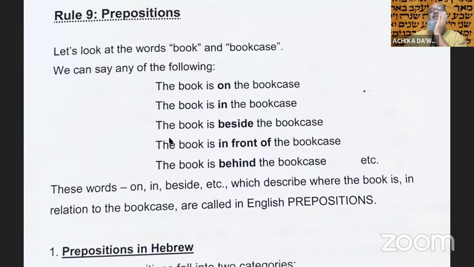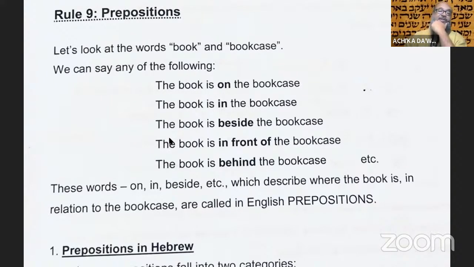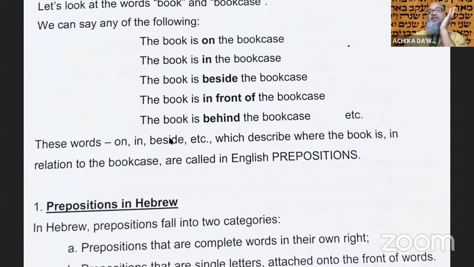And we can say any of the following. You can say the book is on the bookcase. You can say the book is in the bookcase. You can say the book is beside the bookcase. You can say the book is in front of the bookcase. You could say the book is behind the bookcase, etc. So these words, on, in, beside, etc., describe where the book is in relation to the bookcase. And in English, they're called prepositions.